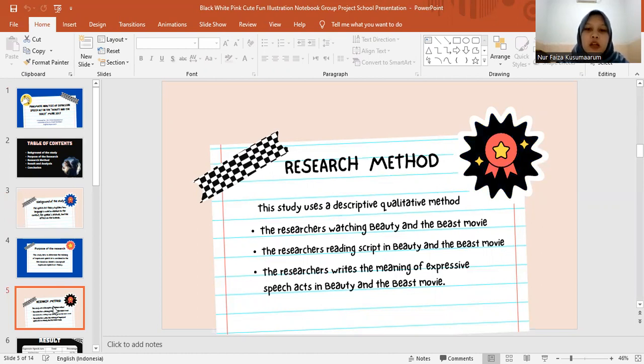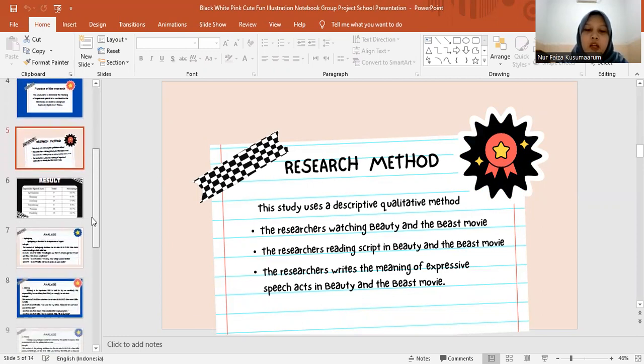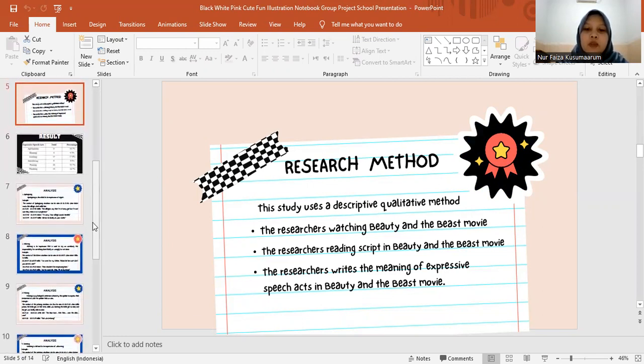Research method. This study used a descriptive qualitative method. First, the researcher watching Beauty and the Beast movie. The second, the researcher reading script in Beauty and the Beast movie. And the last, the researcher writes the meaning of expressive speech act in Beauty and the Beast movie.